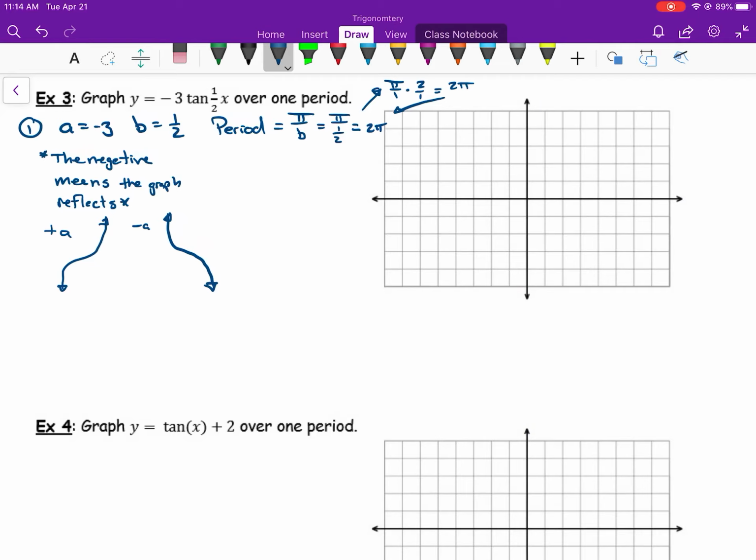So our next part, we have to find our vertical asymptotes. So my left vertical asymptote. So we get bx equals negative pi over 2. Plug my b in, so I get 1/2 x equals negative pi over 2.